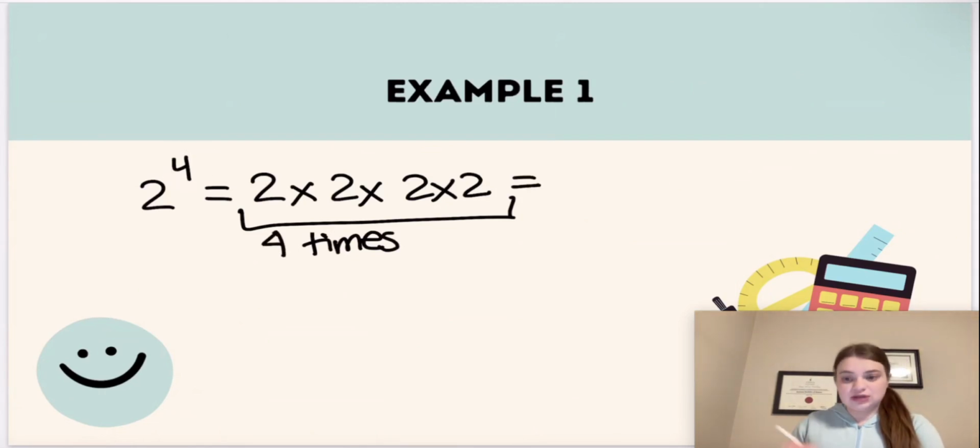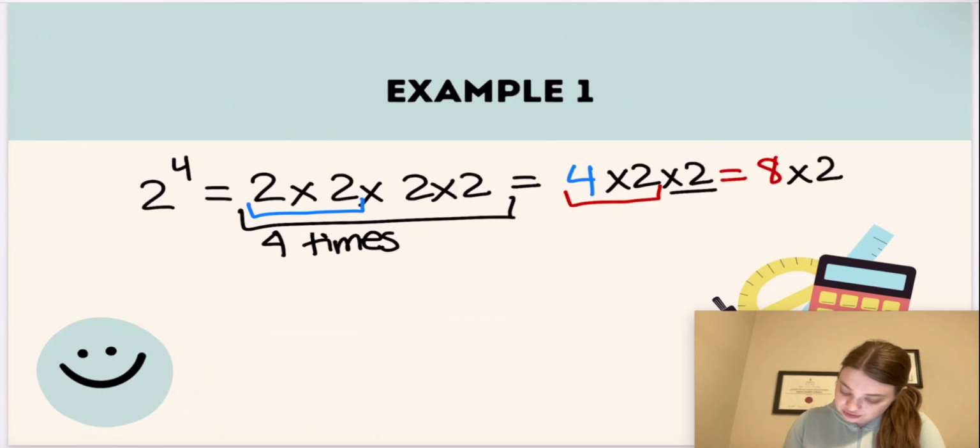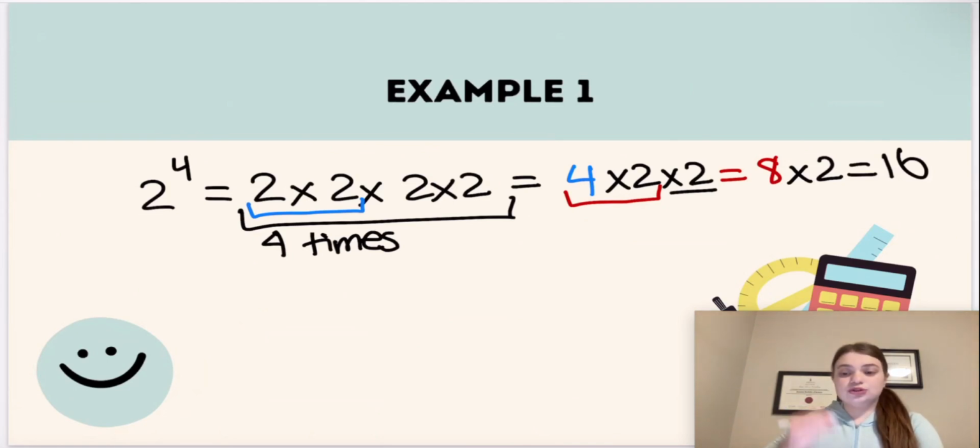Now, what is 2 times 2 times 2 times 2? Well, the first 2 times 2 right here would be 4. So we would have 4 and then times 2 times 2. 4 times 2 would equal 8. So then we have 8 times this extra 2. And then 8 times 2 is 16. So therefore, 2 to the power 4, or 2 times 2 times 2 times 2, is 16.